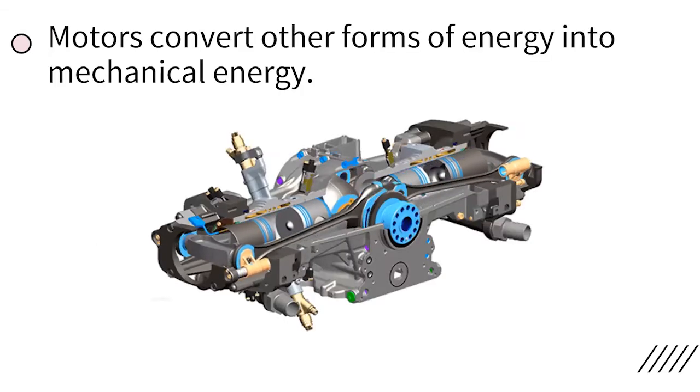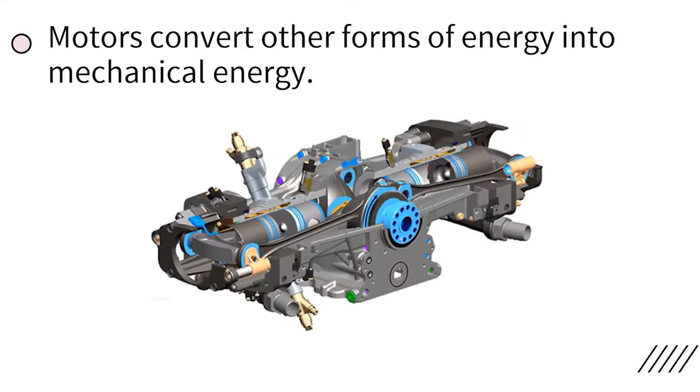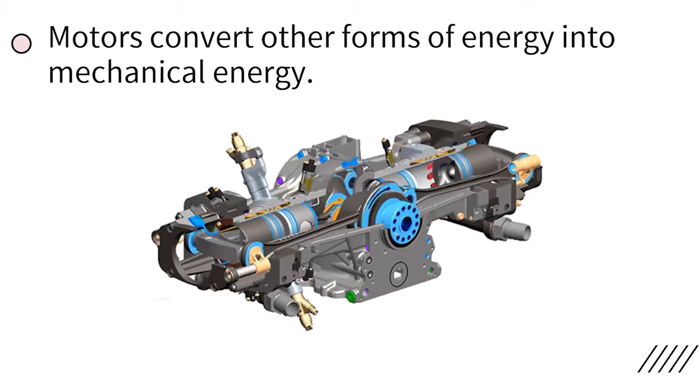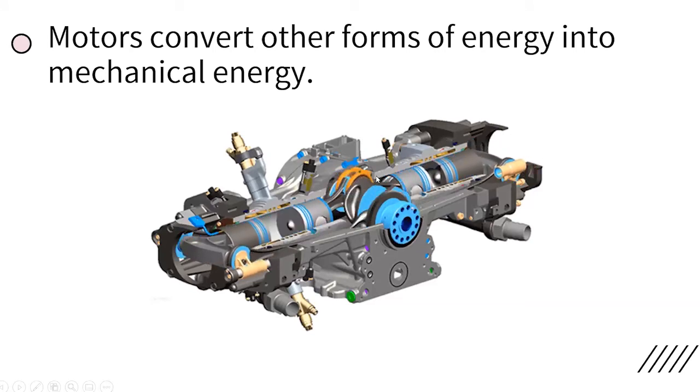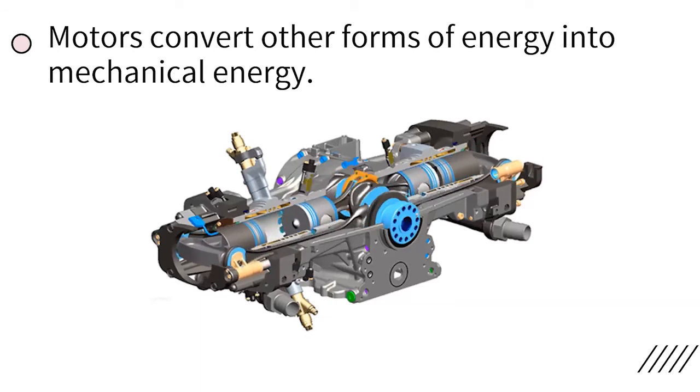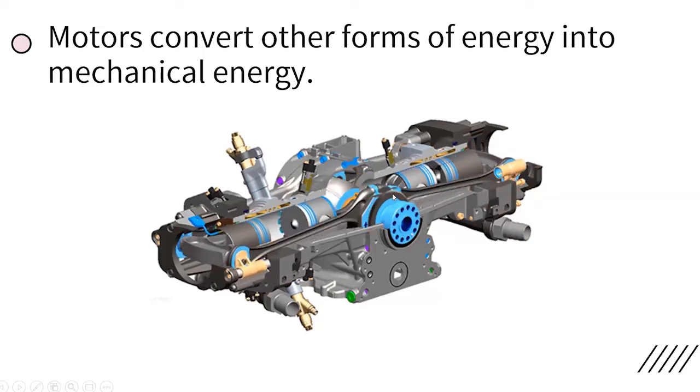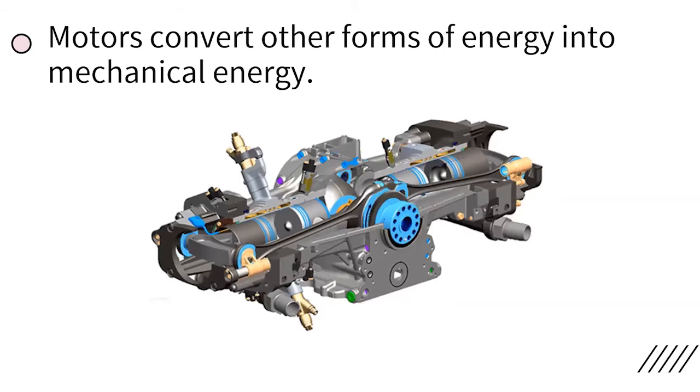So to start with a more general definition, motors in a general sense take one form of energy, whether it is chemical or electrical, what have you, and convert that into mechanical energy. So in the case of the visual you see here, we have these pistons expanding and contracting, likely due to the combustion of a gas. So in that case, that would be chemical energy. And then that expansion is being used to rotate this output shaft, which then converts the chemical energy into mechanical energy.